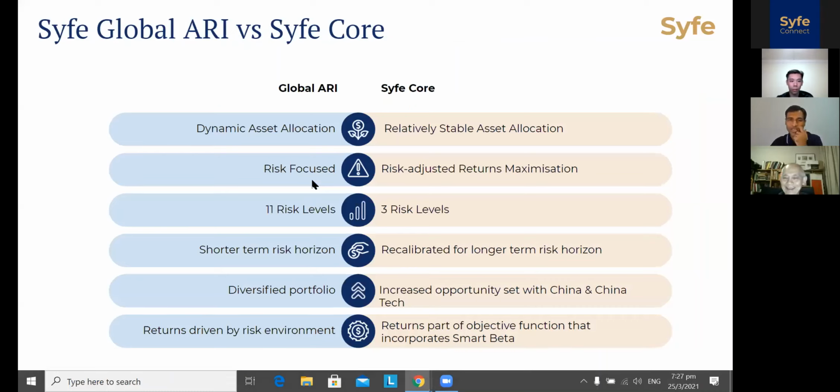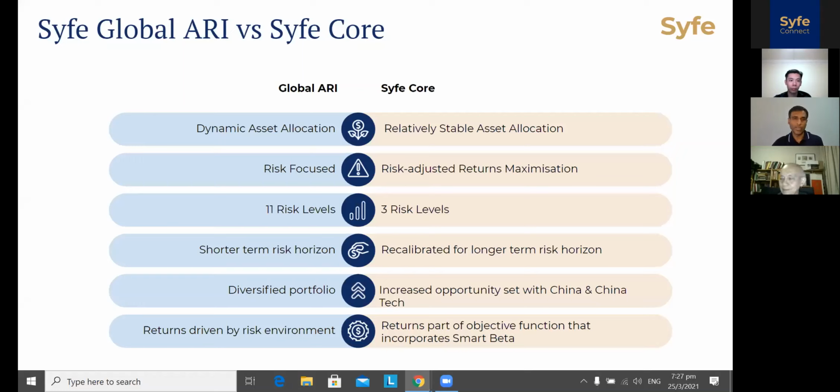Sure, absolutely. I'll just quickly summarize. Again, to reiterate what Richard was mentioning before, both the global and the core portfolios are multi-asset class portfolios. They're composed of equity, bond, and gold. Both these portfolios are typically used by long-term investors who want to grow their wealth.